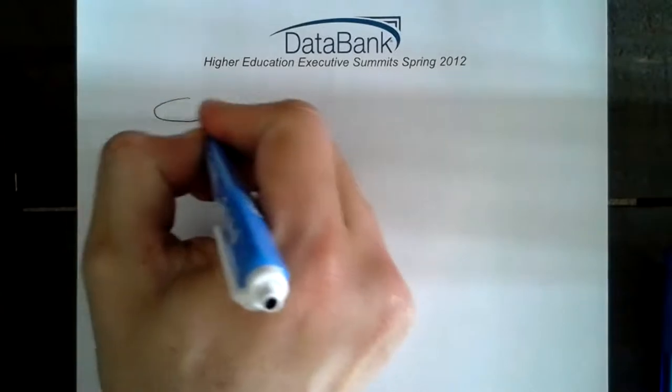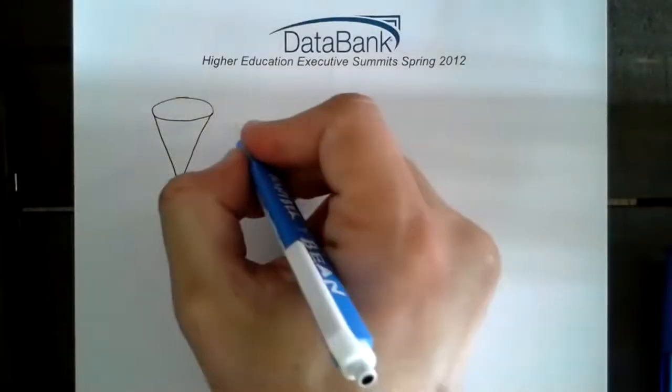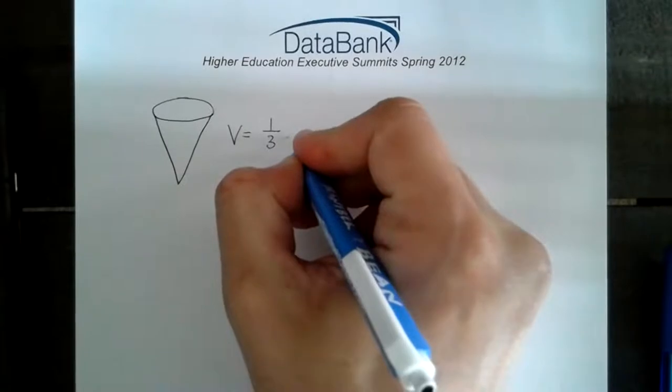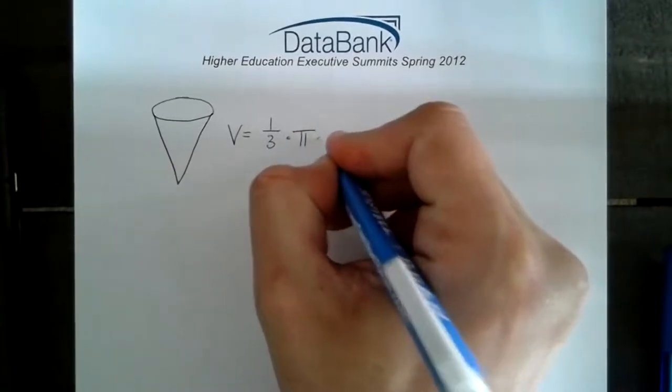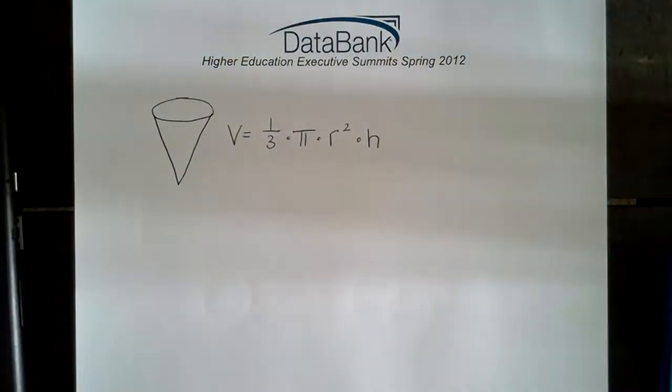Okay. The second one, my favorite. Why is it my favorite? Because it's a cone, not the cone heads. Great movie, by the way. But ice cream cones. I love me some ice cream. Now, the formula for this is the volume is equal to 1/3 times pi times radius squared times the height.